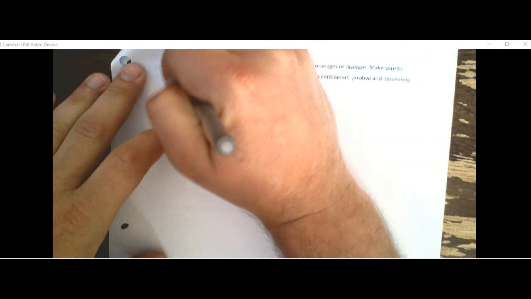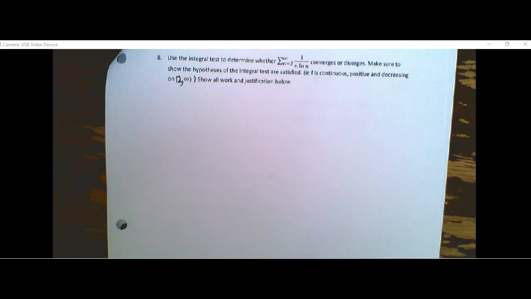Make sure to show how the hypotheses of the integral test are satisfied, i.e. f is continuous, positive, decreasing on, that should say 2 to infinity, because our series goes from 2 to infinity. Show all work and justification below, okay? So we need to make sure the hypotheses of the integral test are satisfied, i.e. f is continuous and positive and decreasing, okay? And then we can go through, find the improper integral, and compare it, okay?